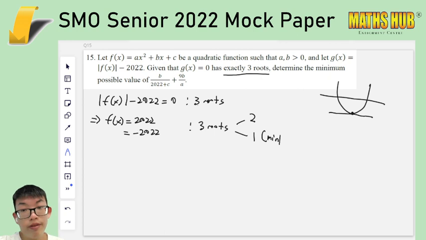Well, obviously, 2022 cannot be the minimum, and negative 2022 must be the one that is the minimum among these two, because both of these are values of f(x), so the smaller one must be the minimum value. So this implies that negative 2022 is the minimum value, and honestly that's all we can say. Right? That's the only implication of g(x) equals 0 has exactly 3 roots.